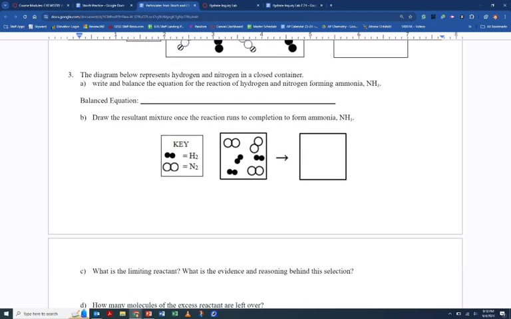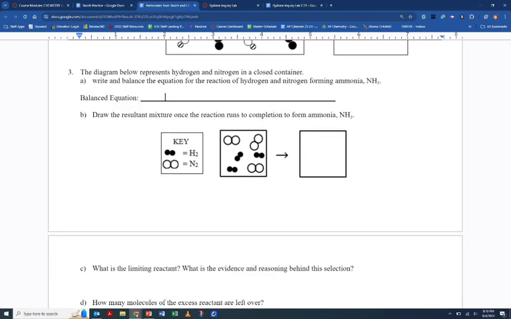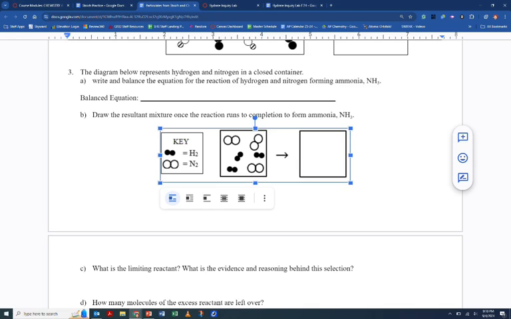Then once we get to number 3, it starts off kind of the same, except you are going to be writing the entire reaction. Here we've got hydrogen and nitrogen forming ammonia. And I've told you what ammonia is. You should be able to figure out and remember what hydrogen and nitrogen is, but I will remind you they're diatomic molecules if what you saw down in part B wasn't enough of an indication of that.